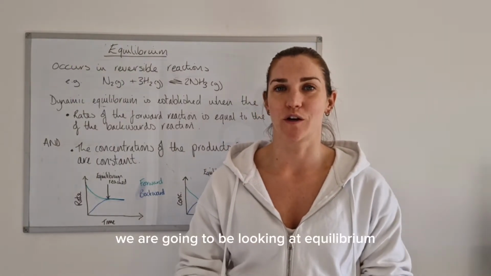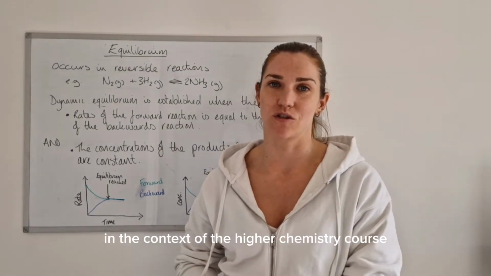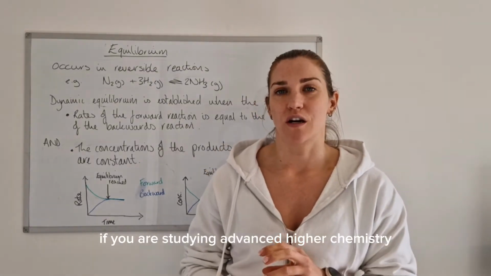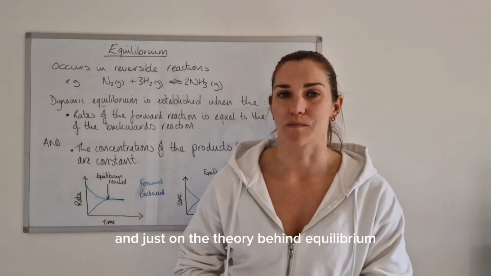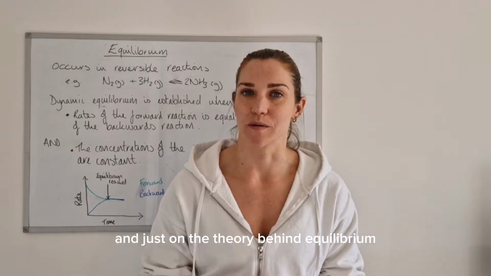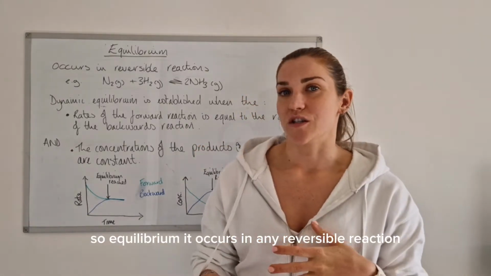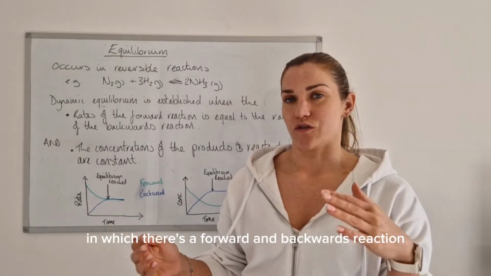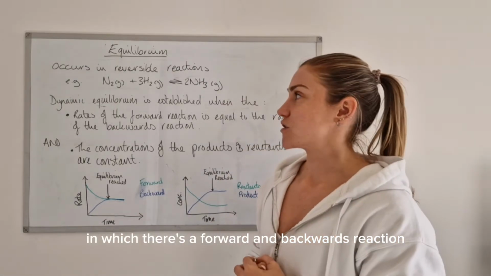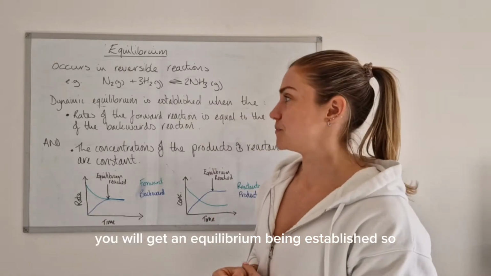In this video we are going to be looking at equilibrium in the context of the Higher Chemistry course. If you are studying Advanced Higher Chemistry, this would still be helpful for you just on the theory behind equilibrium. So equilibrium occurs in any reversible reactions, so any reactions in which there's a forward and backwards reaction going on at the same time, you will get an equilibrium being established.